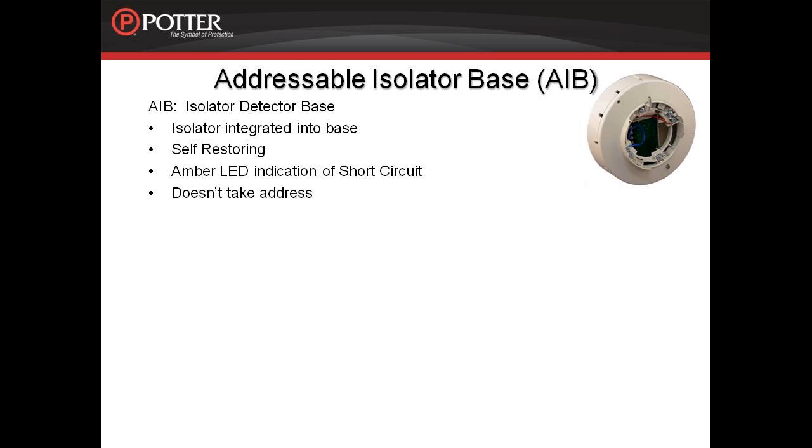When the AIB is active, an amber LED on the base will be steady on for easy identification. The AIB does not occupy an address on the SLC. However, due to the power consumption when a short occurs on the system and the AIB is active, there are limitations to the number of AIBs that can be installed on an SLC.